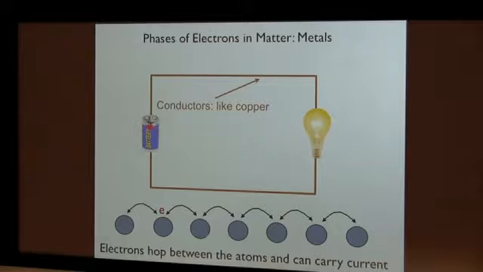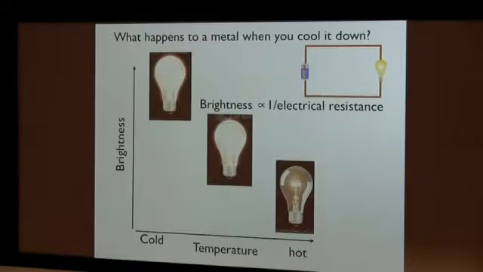Okay? So Kamerlingh Onnes's question was, what happens to the electrical resistance of a piece of metal when you cool it down to very low temperatures? Okay? So I'm going to represent how well a wire carries electricity by how much it lights up a light bulb. Okay? So on this axis I have temperature, and on this axis I have the brightness of the light bulb. Now what happens is that if you take a piece of metal and cool it down, that light bulb becomes brighter and brighter as you cool the piece of metal down.